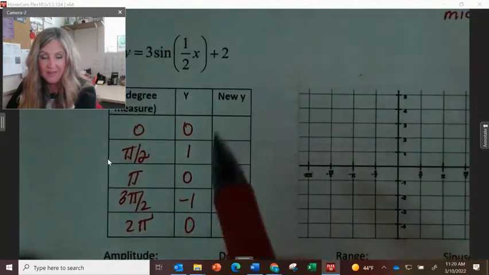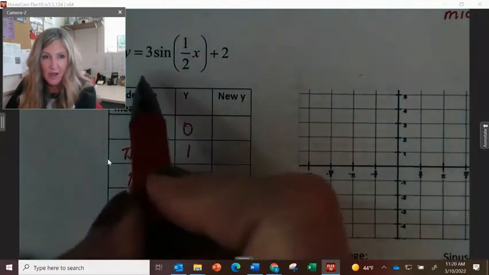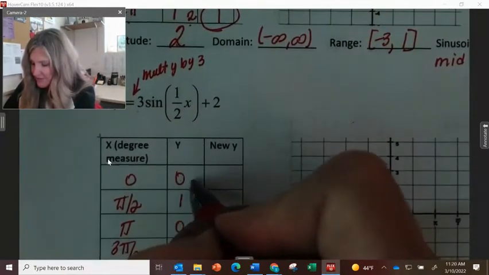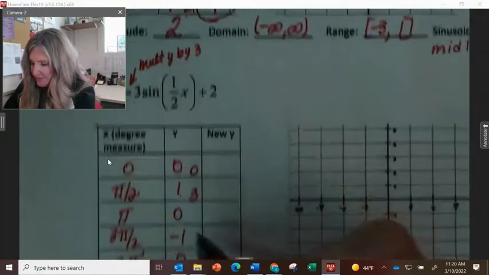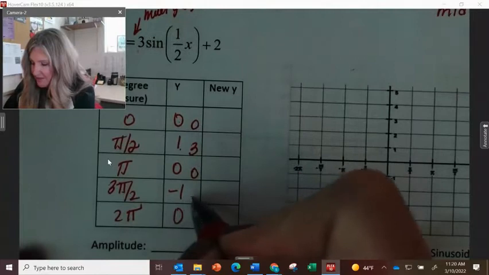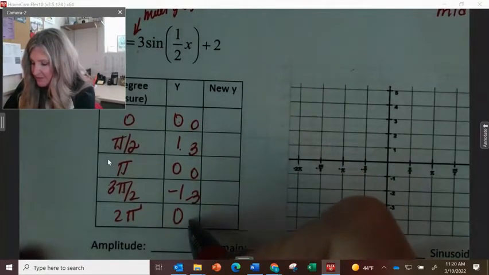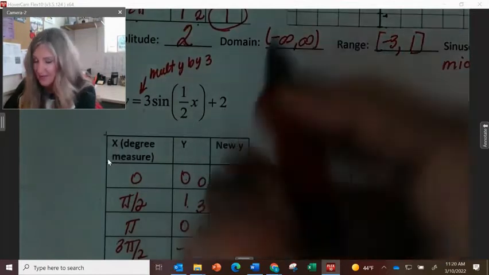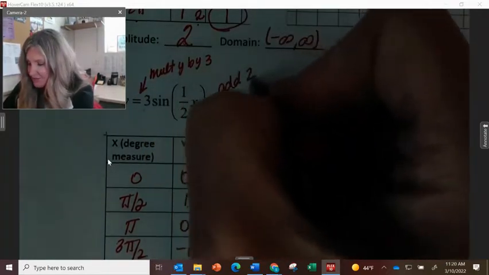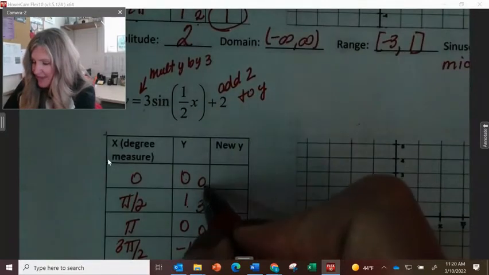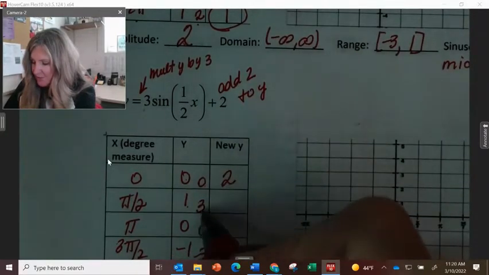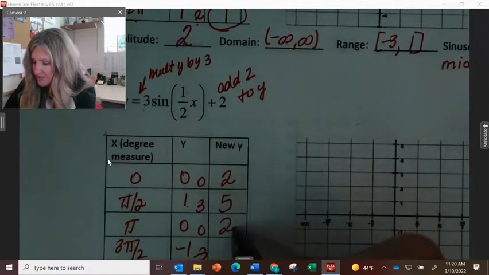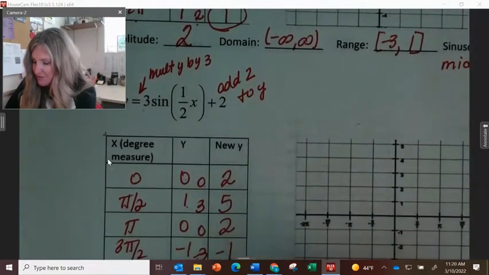Okay, but now we have to think about what's happening. So our new y, this right here, this is going to be a multiplier of y. So we have to multiply y by 3. Let's go ahead and do that first. 0 times 3, 1 times 3, 0 times 3, -1 times 3, 0 times 3. This tells us that we now have to add 2 to y. So whatever y I got here, 0 plus 2, 3 plus 2, 0 plus 2, -3 plus 2, 0 plus 2.